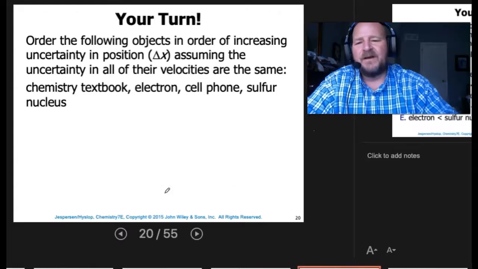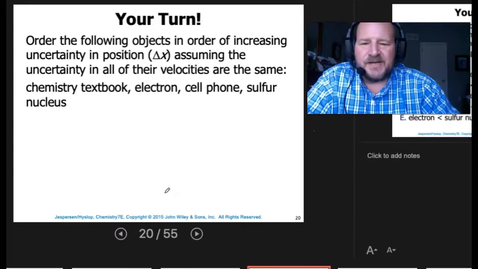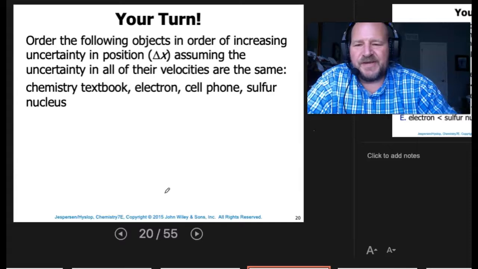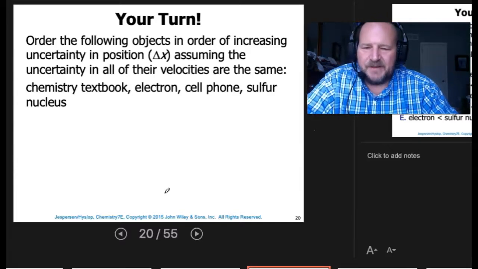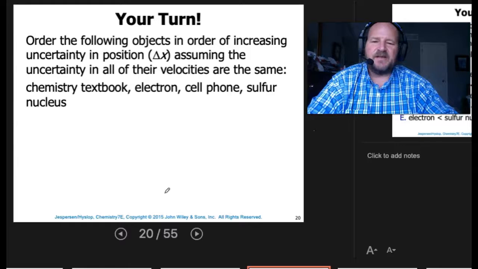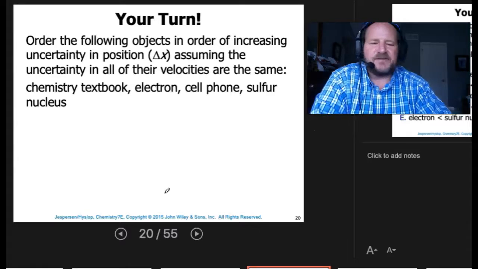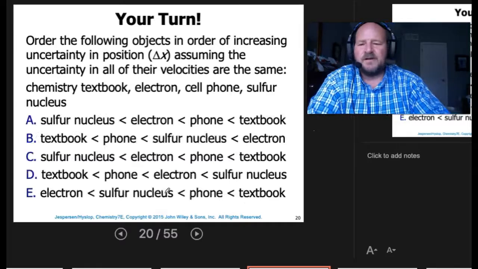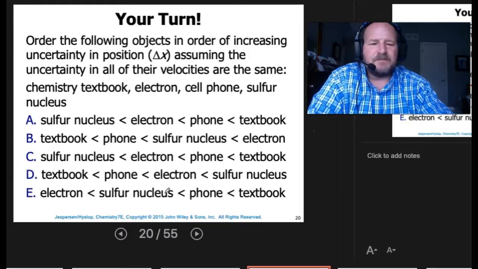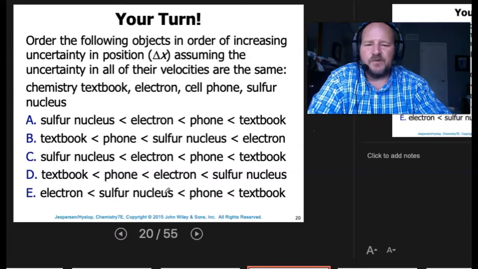Okay? All right, so what are the following objects in order of increasing uncertainty in position, assuming the uncertainty in all of their velocities is the same? Again, we're looking at the textbook, the electron, the cell phone, and the sulfur nucleus. I'll give you a few moments to look at these. So order the following objects in order of increasing uncertainty.